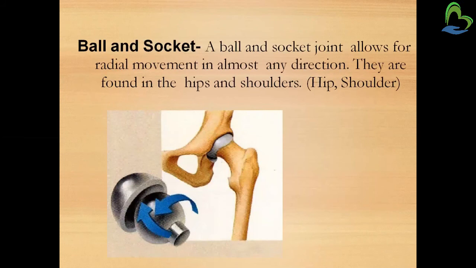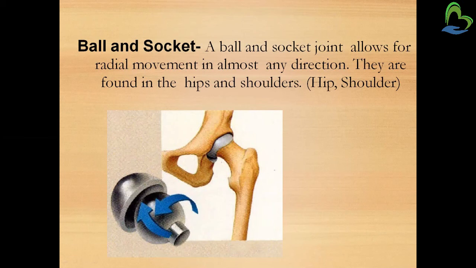Now the ball and socket. Ball and socket joints allow for radial movement in almost any direction. They are found in the hips and the shoulder. So you can see here, this is the head of the femur, which is attached to part of the pelvis. This is known as a ball and socket joint because the head of the femur is like a ball, right? You can see it in the picture, and this type of joint allows more movement.